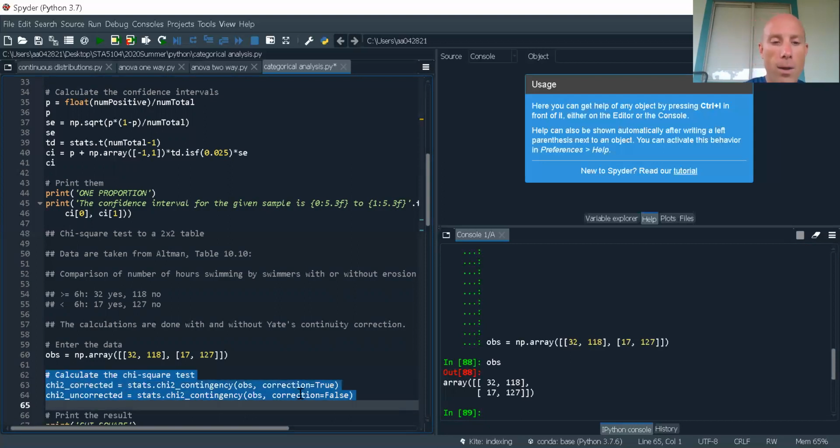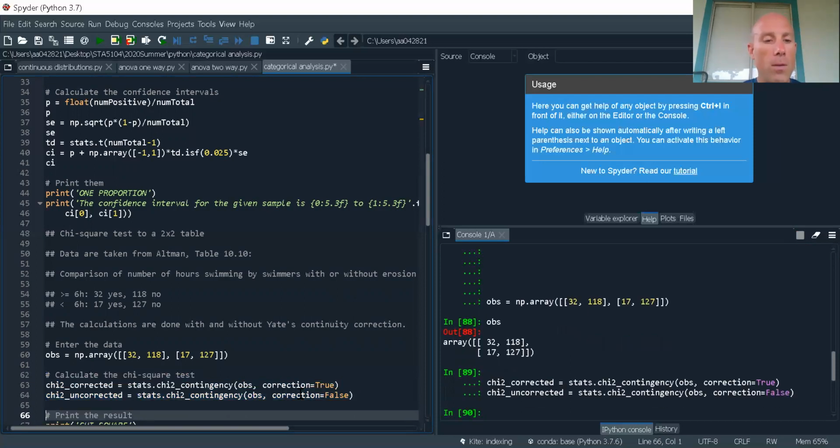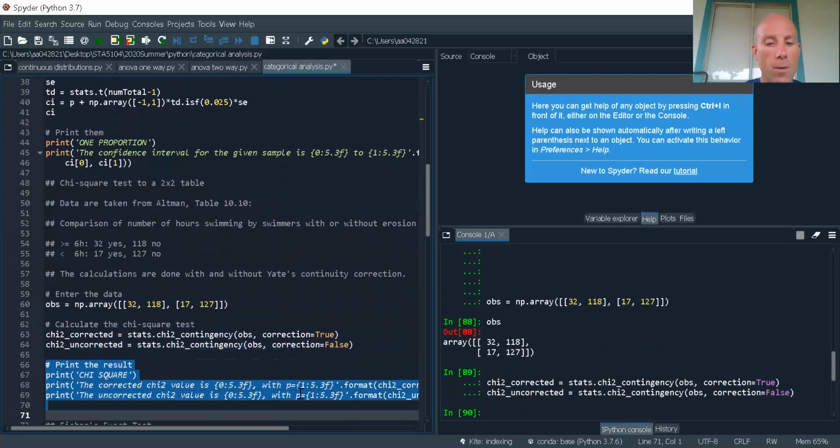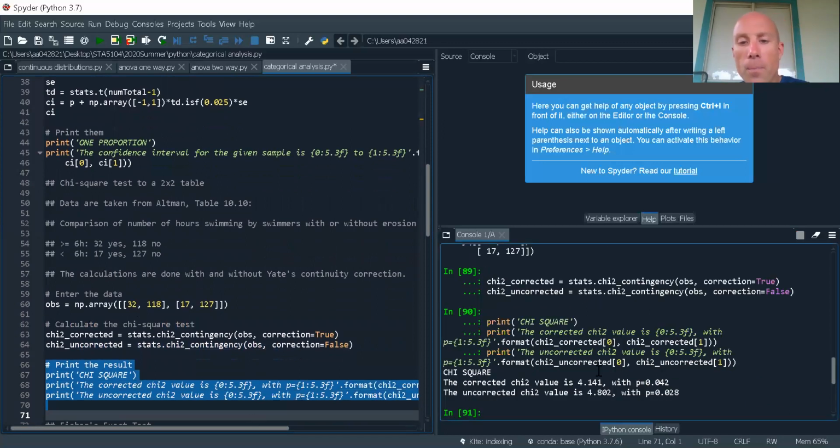All right, so let's go ahead and take a look. Let's compute it. We're doing a chi-square test. If I do the corrected value, we get 4.141, and our p-value is 0.04. If we do uncorrected, 4.8 is our chi-squared value. If the value here is big, I'm leaning towards rejecting the null hypothesis. I will conclude that the marginal row and column information is not enough.